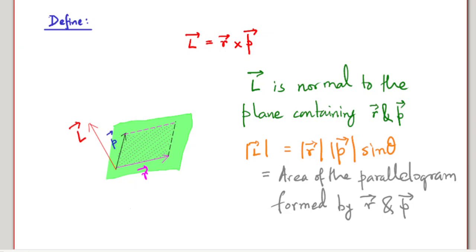Also, the magnitude of L is given by magnitude of R times magnitude of P times sine of the angle between R and P. So theta here is this angle. Also, it is easy to see that mod P sine theta is nothing but this height of the parallelogram formed by R and P. So when you multiply that by the length of the base, mod of R, you get the area of the parallelogram formed by R and P. So L is directed normal to the plane containing R and P, and its size, the magnitude, is essentially the same as the area of the parallelogram formed by R and P.